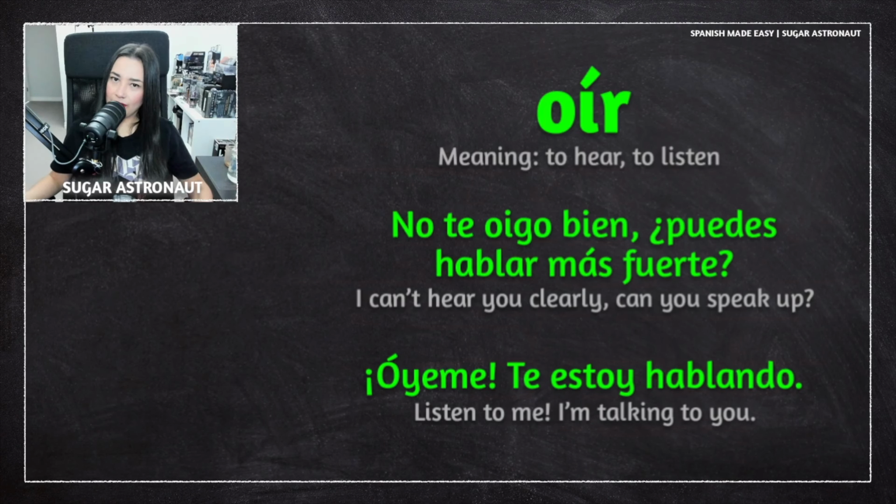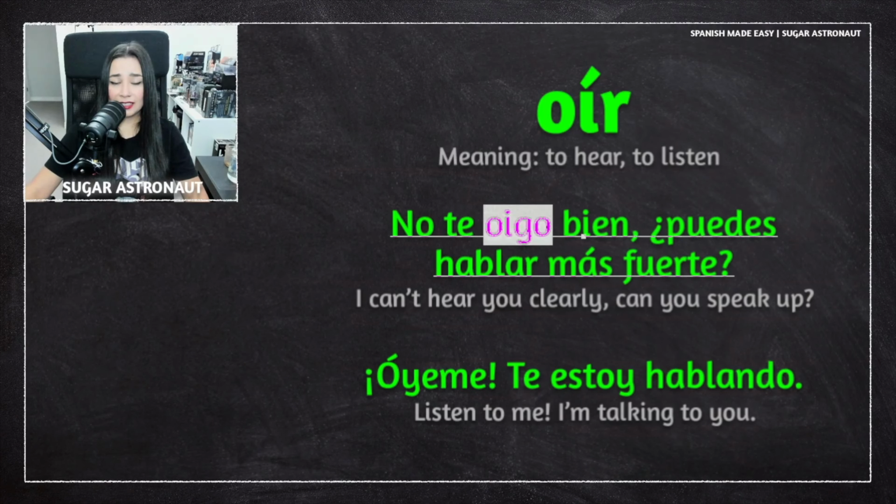Óyeme, te estoy hablando. Listen to me. I'm talking to you, or just I'm talking. That's what this means. Excellent. So remember, oír means to hear, to listen, and that's amazing because it means two different things, and it's a bit easier because you can use one verb for both things, right? So that's pretty cool. And remember, escuchar is another similar verb.